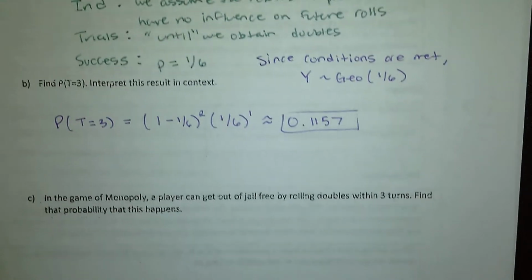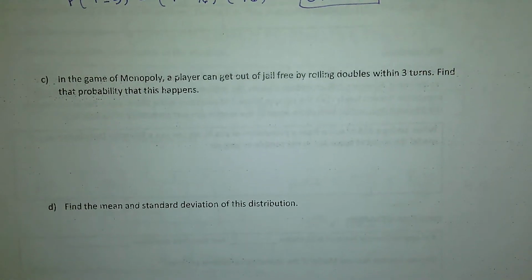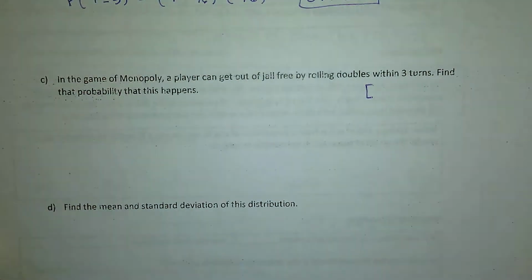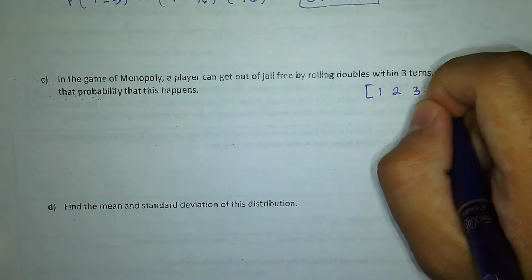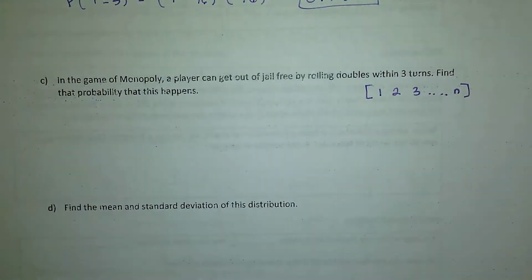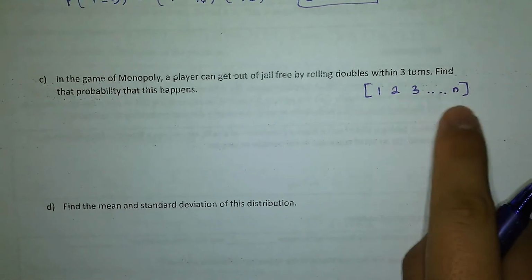Okay, so then let's look over here. In the game of Monopoly, a player can get out of jail free by rolling doubles within 3 turns. Find the probability that this happens. So if we want the probability it's within 3 turns, again, a picture of my sample space would look something like this: it either happens on the first turn, the second turn, the third turn, all the way up to some nth term here. Again, I don't know what this n is, or k, or y, however you want to say it, but this is just some random value at which it stops.